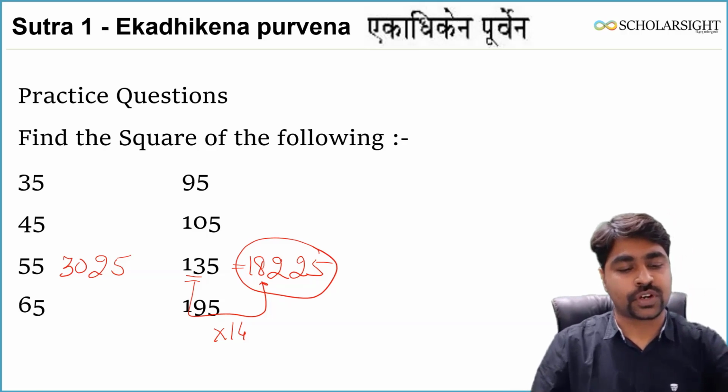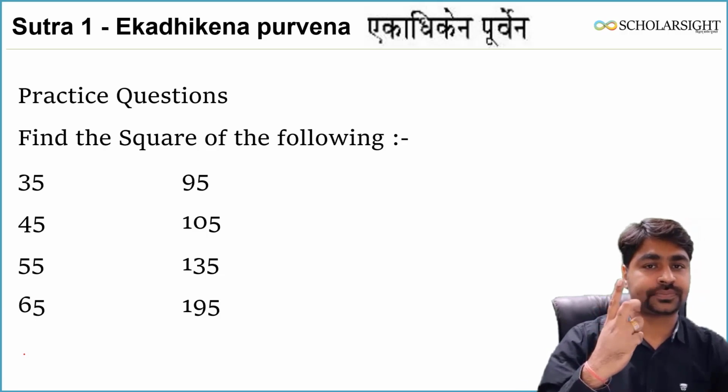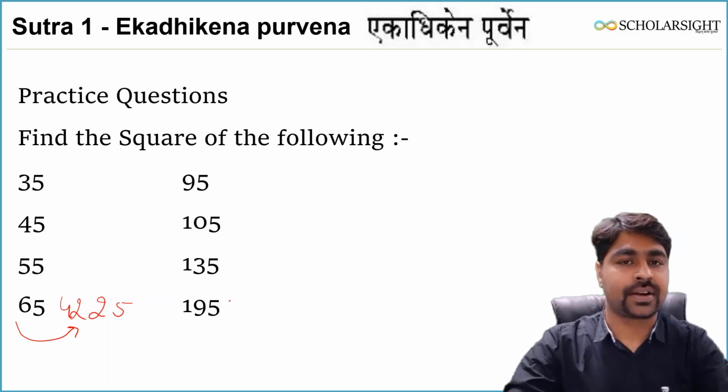Okay, just do for these two as well. 65. Yes, 6 into 7 is going to be 42. So 4225. This is simple, right?